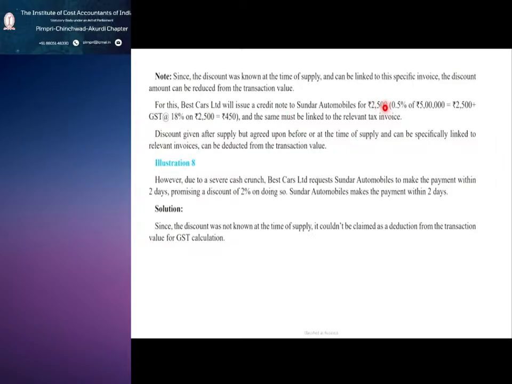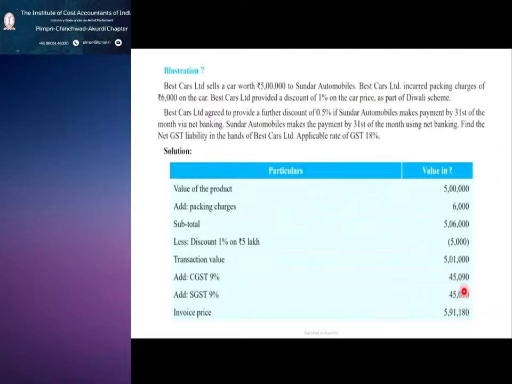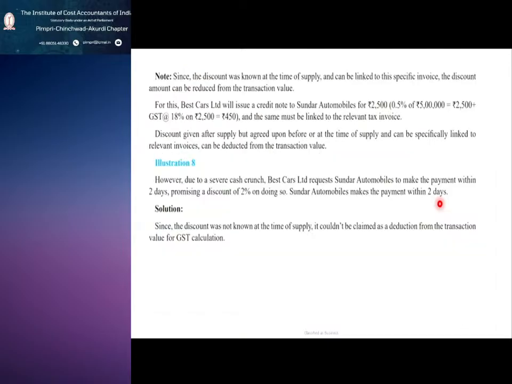0.5 percent means it comes to 2,500. On 2,500 you have to see the GST percentage. On 18% it is 450. So how much GST did we calculate? 45,000, and this is CGST, SGST 45. So this was not agreed at the time of transaction.